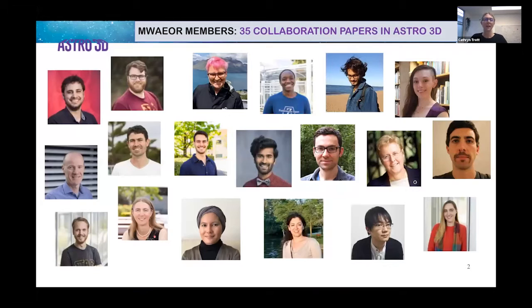So here's the MWA EoR members as they currently stand, including some former members, students who've moved on. We're mostly based at the Curtin and the Melbourne nodes, but we have a few affiliates internationally as well and in other national nodes. There have been about 35 collaboration papers so far within Astro 3D, so we've been very productive, and I'll highlight just a few of those today.